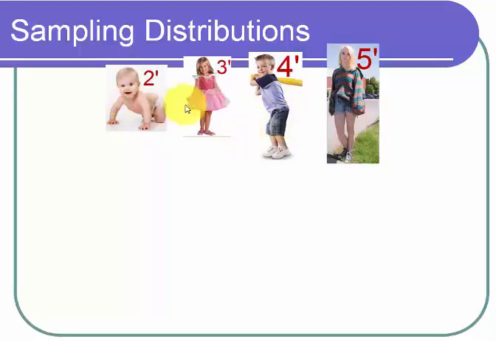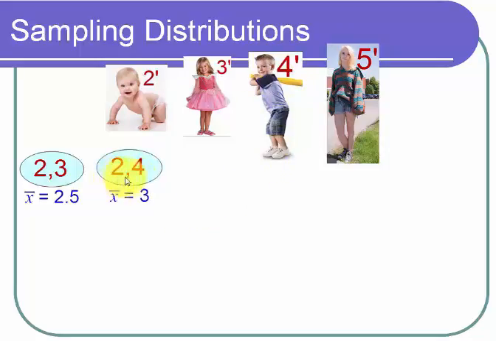Well, we could take the infant and the toddler. And if we do that, we have a 2 foot tall kid and a 3 foot tall kid. The average of that is x bar because it's a sample. And the mean of 2 and 3 is 2.5. We could then take the infant and this first grader. And that is 2 and 4. The sample mean is 2 plus 4 over 2, which is 3. We could take the infant and the middle school kid. That's 2 and 5, and its sample mean is 3.5.